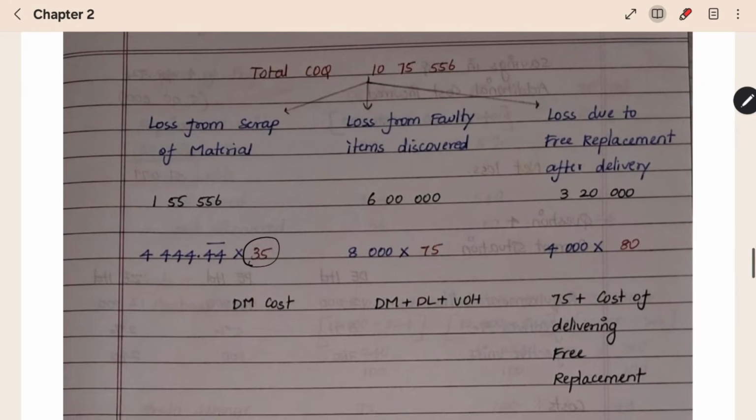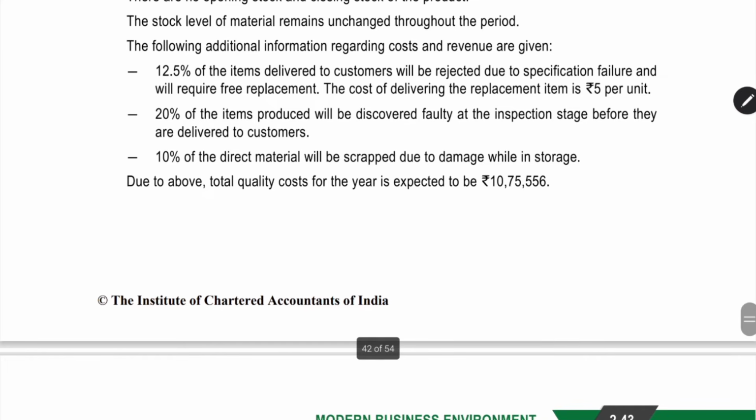Here, why is only 35 taken? Because only at the material stage we are incurring the loss. Here 75, because after production we are incurring the loss. This is after delivery; we are giving free replacement also. So production cost plus delivering free replacement cost, everything we are taking. By multiplying this, we will get the respective cost amount. If you total this, we will get the total cost of quality. As I already said, the total is given in the question.